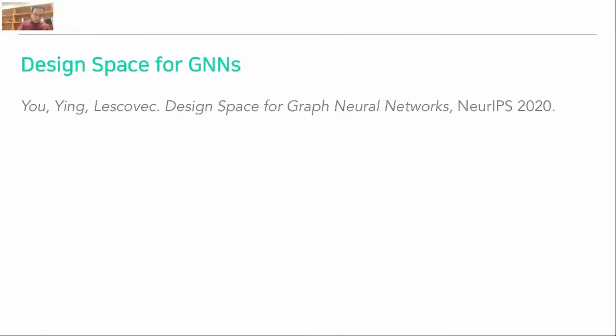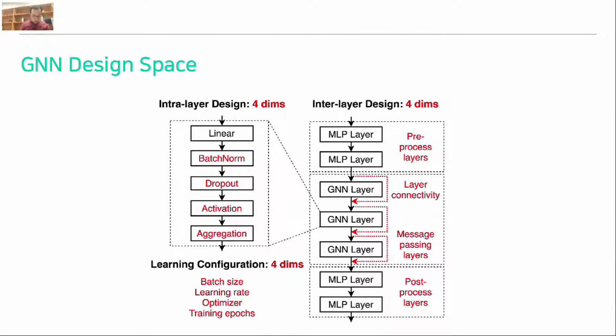The design space was recently published in NeurIPS. So as you know, we have multiple choices for the aggregation, and we may consider different activation functions, and we may also consider different dropout rates in layer-wise normalization. So they proposed a design space by looking at the previous literature.